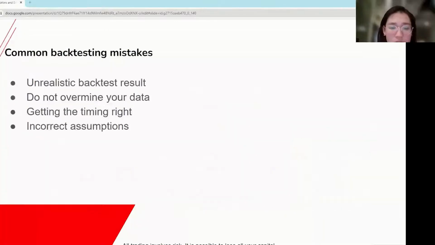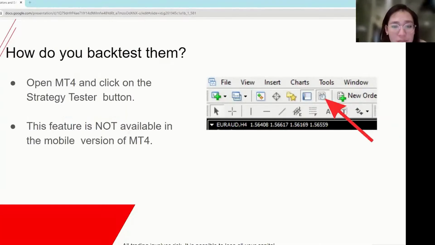Okay, so some common backtesting mistakes would be having unrealistic backtest results, not overmining your data, getting the timing right, and incorrect assumptions. So how exactly do you backtest them?